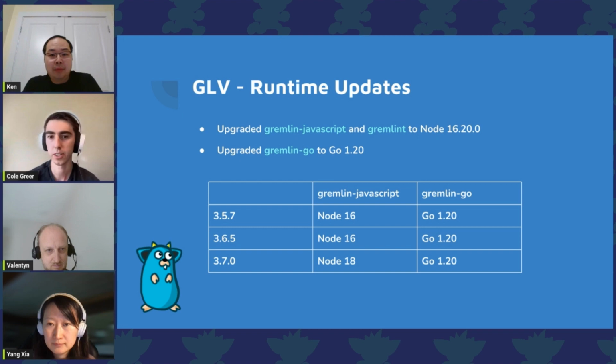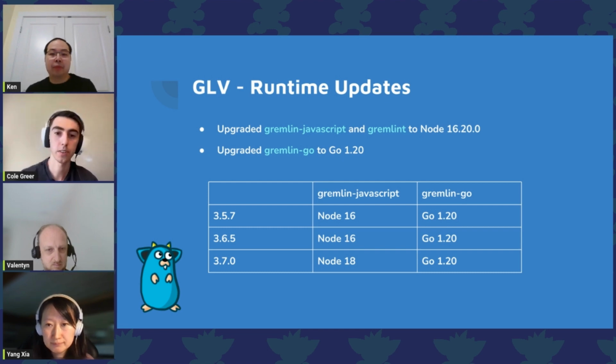On all of the branches, Gremlin Go has been bumped to Go 1.20. Previously, we were building on Go 1.17. And then for Node, for Gremlin JavaScript, 3.5.7 is now on Node 16. 3.5.6 and earlier was on Node 10, so that was a big jump there. 3.6.5, 3.6 has always been on Node 16, so there's actually no change on that one. And 3.7, we've decided to launch on Node 18.